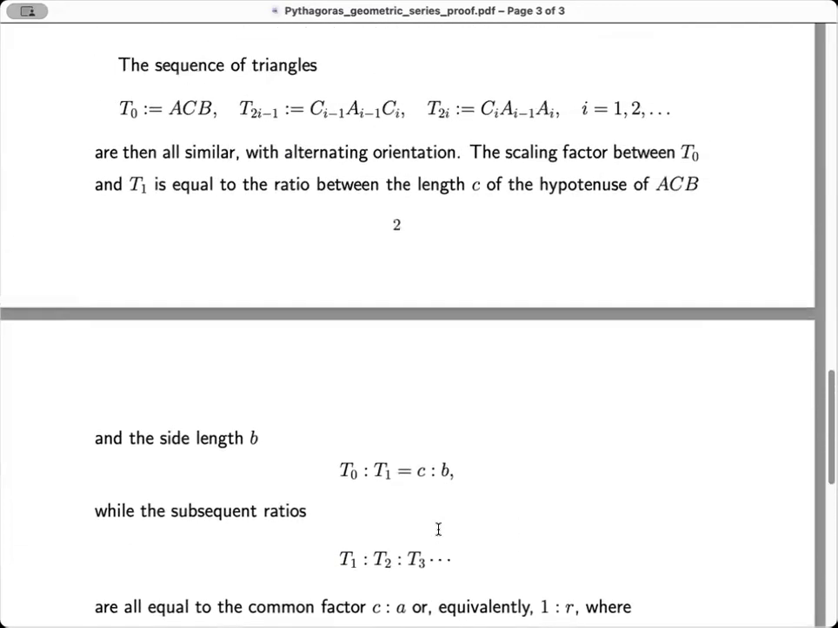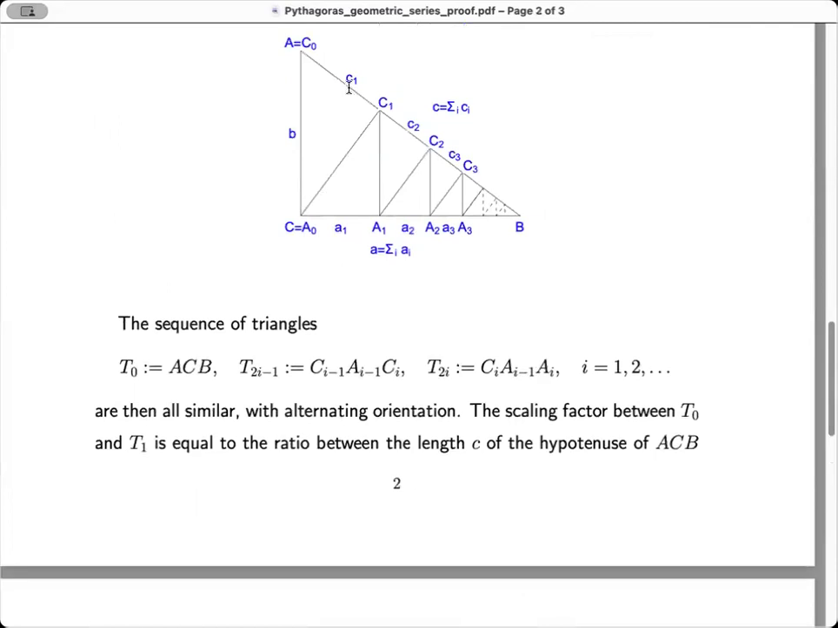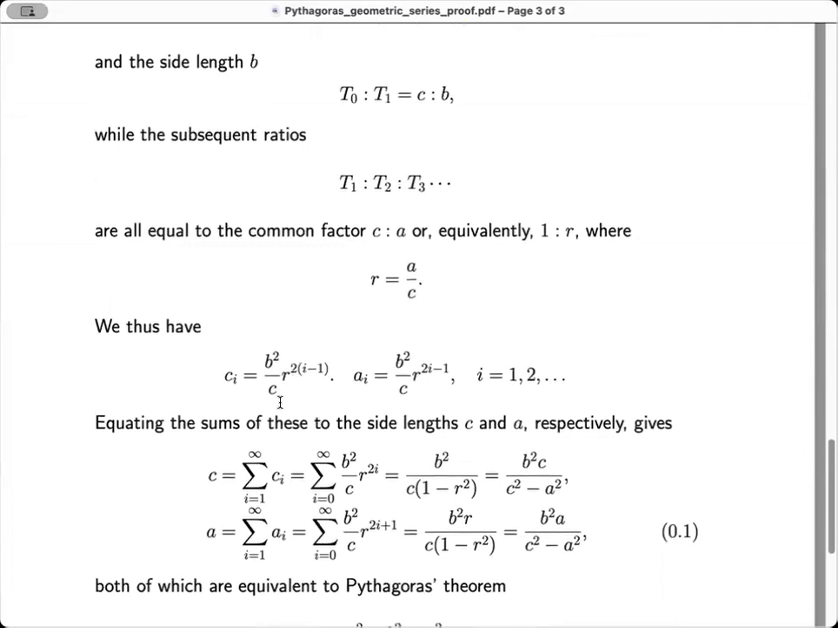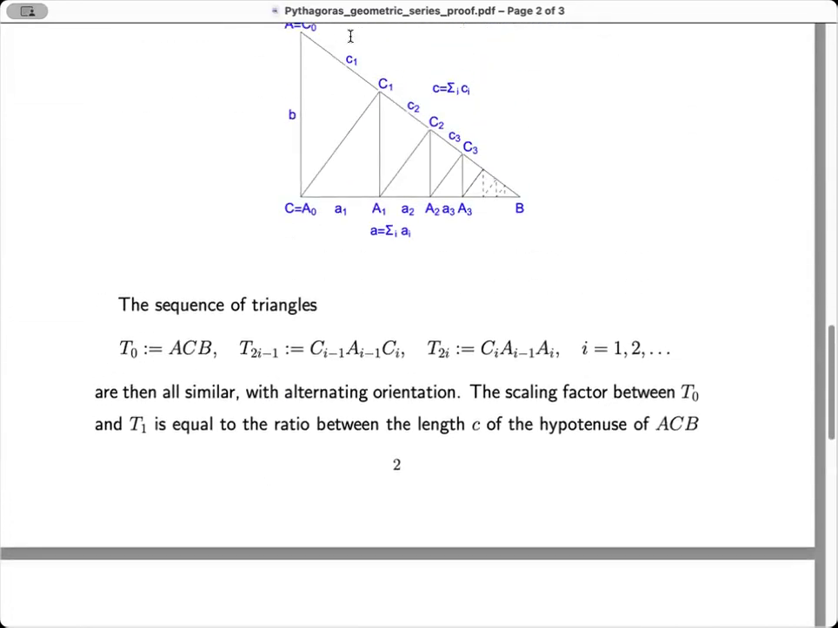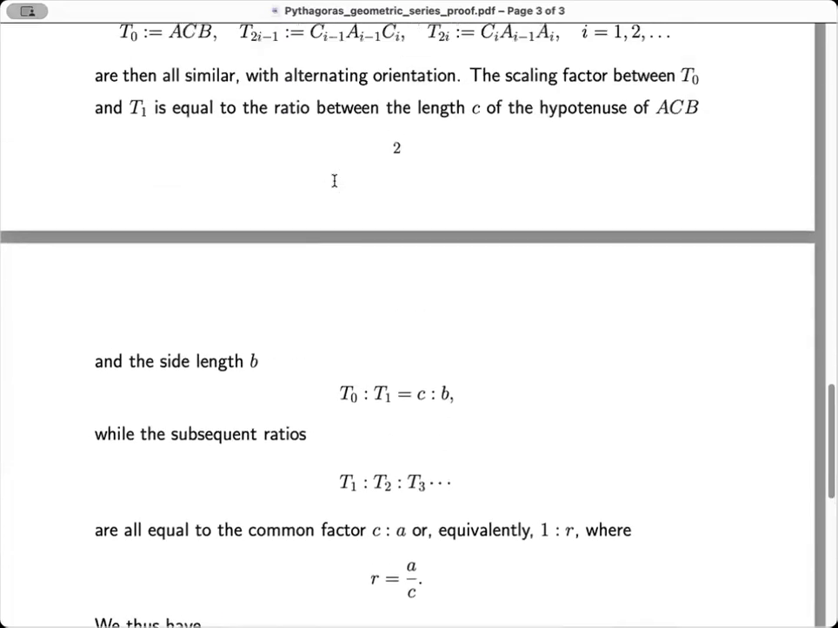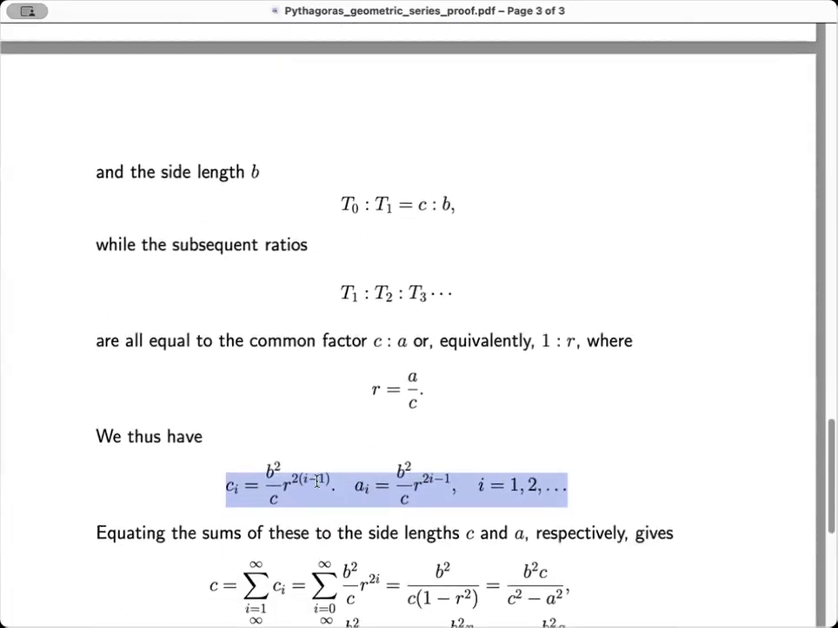That means that if we just compute successively the values of C1, B, C2, A1, A2, C3, A3, C3, and so on, we find the following expressions. For i equal to 1, the exponent here is 0, and so we just have b squared over c. So little c1 is just b squared over c, which is b, the hypotenuse, multiplied by the ratio between the big triangle ACB and the smaller triangle ACC1, which is b over c. So that gives you b squared over c for the first term in this sequence.